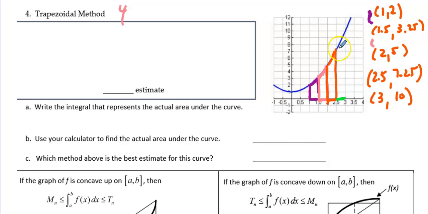So 3.5, I follow it all the way up, and then I draw myself a straight line. And that one's not looking so good, but it's okay. So those are our trapezoids.